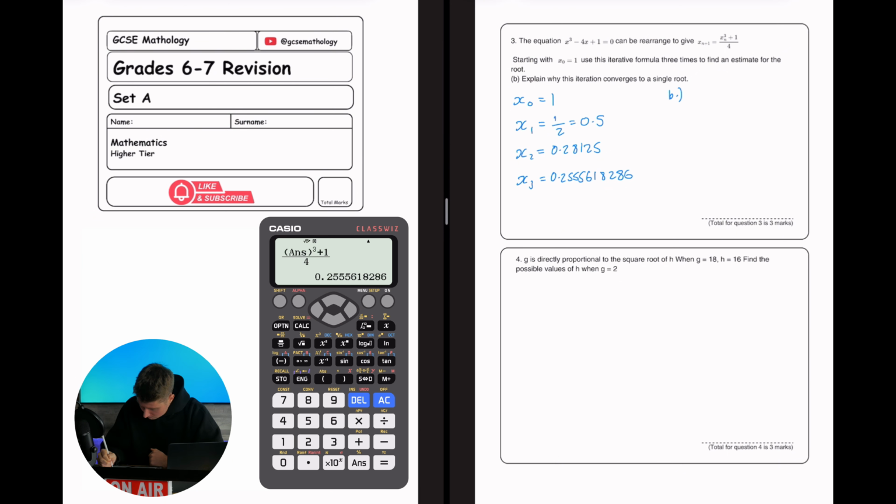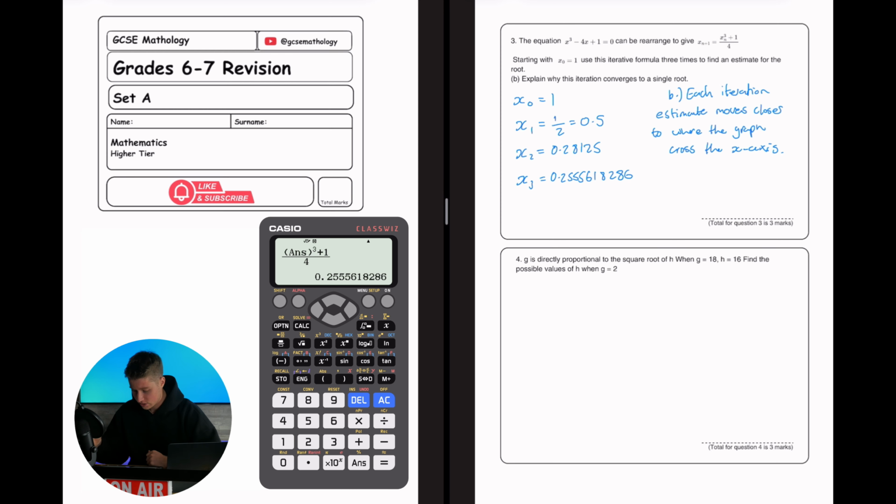And then for part B, explain why this iteration converges to a single root. So the answer to this is that each iteration estimate moves closer to where the graph crosses the x-axis.